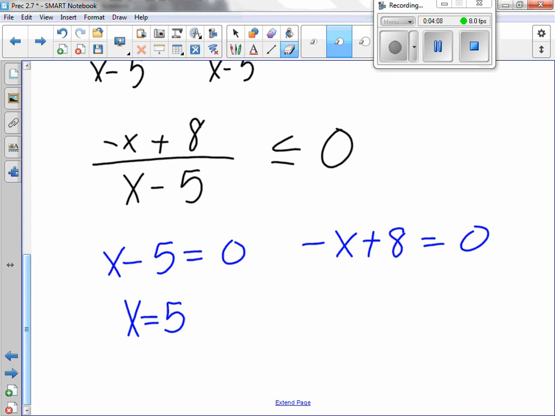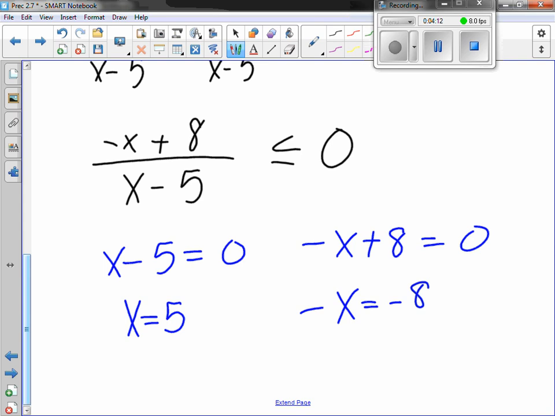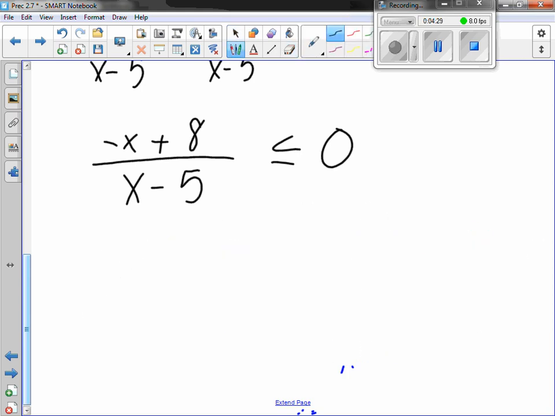So we would subtract 8 first, yes? Oh, you subtract, okay, yeah. So we get x equals 8. So any questions on how we got our 2 key points? We good with these here? Yes? 5 and 8. I'm going to erase this here. 5 and 8.